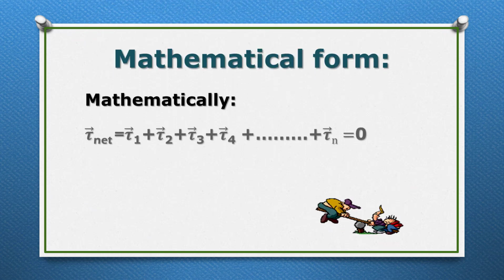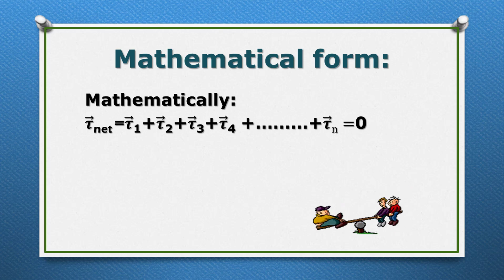The mathematical form of the second condition of equilibrium is tau net equals 0. It means that the sum of all the torques acting on a body must be 0. Tau 1 plus tau 2 plus tau 3, and so on up to tau n, is equal to 0. We are taking the summation of all the torques acting on a body, and that must be 0.